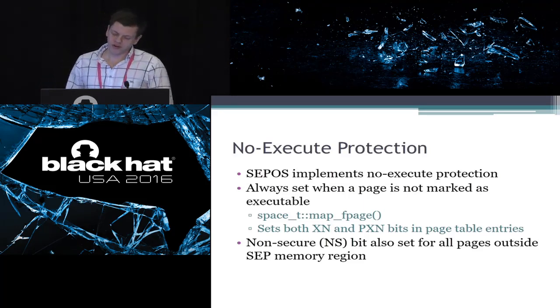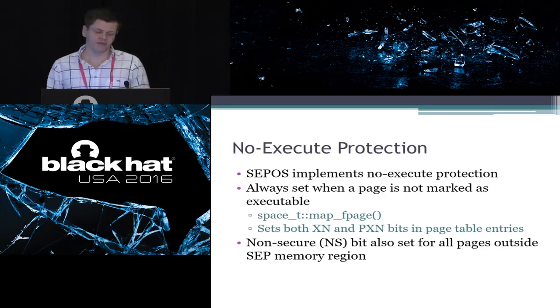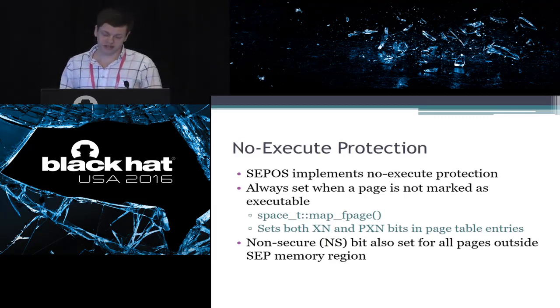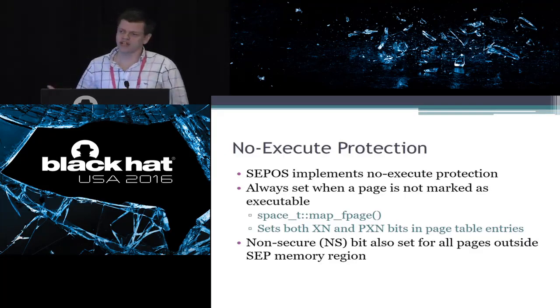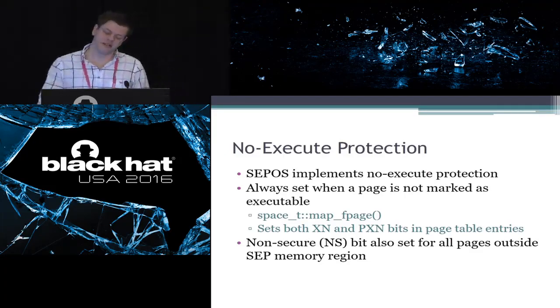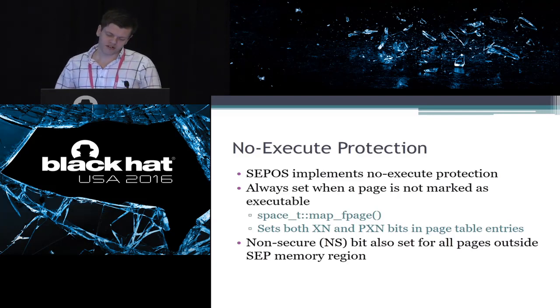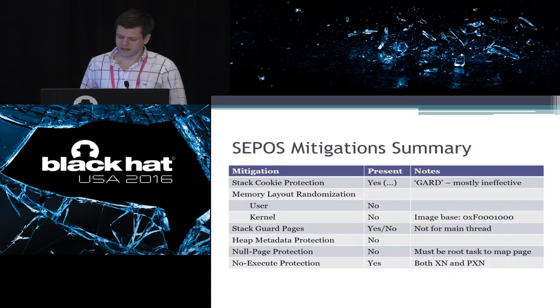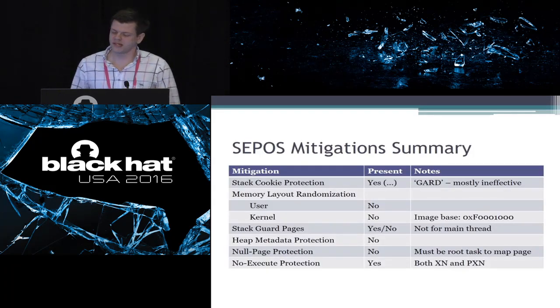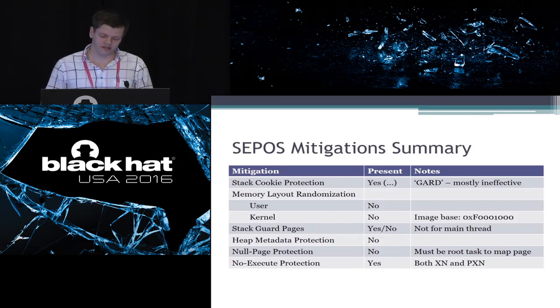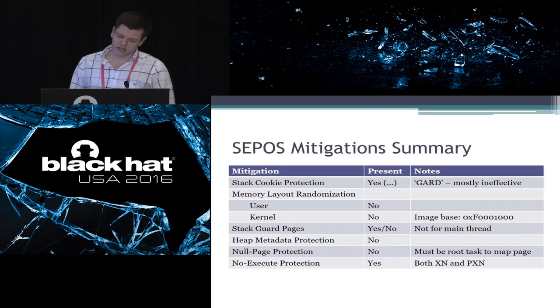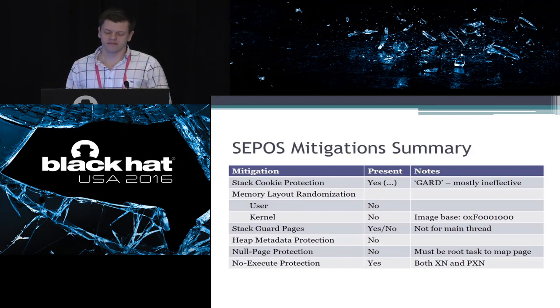Finally, SEPOS actually does something a lot of L4 implementations do not: it supports XN and PXN. So whenever a page is not explicitly marked as executable, it sets these bits in the page table entries. It also sets the non-secure bit for all pages outside the SEP memory region. So this is a mitigation summary of SEPOS. In some regards, it does offer some protection, but in most cases, like address space layout randomization, heap metadata, stack cookies, it does not really meet up with the modern operating system trends we see today.